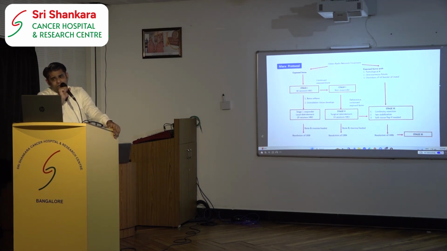This is the Marks protocol. Osteoradionecrosis treatment, stage 1, 30 sessions. Bone softens, granulation tissue develops. Response at 10 more sessions. If there is some exposed bone or mucosa, it needs to be debrided, local debridement, resolution of ORN. Does not respond, at 10 more sessions, bone and mucosa healed, resolution of ORN. If it does not heal, continuity resection, he suggests HBO session, hyperbaric oxygen session, even for stage 3. And soft tissue flap if needed, do appropriate reconstruction.